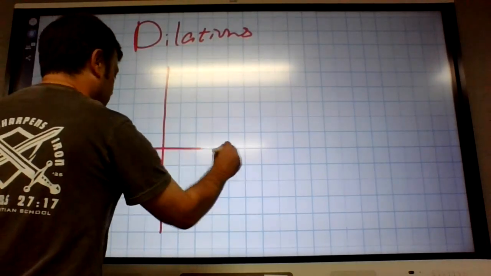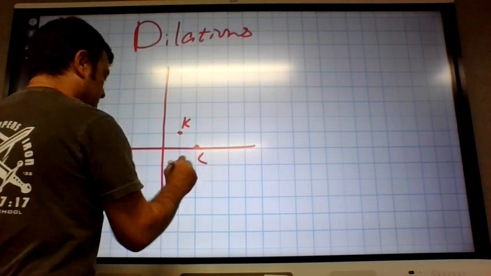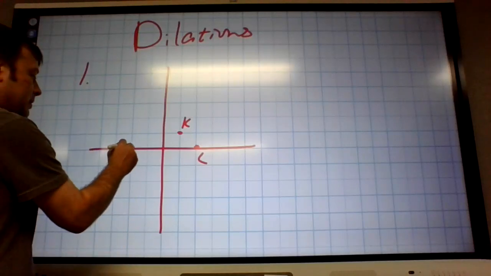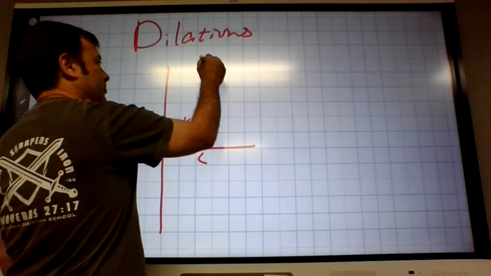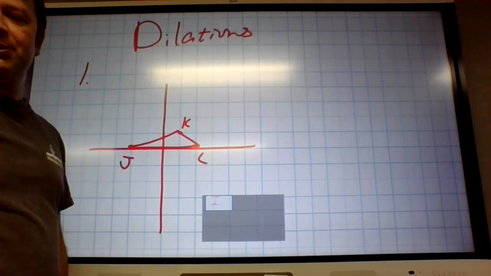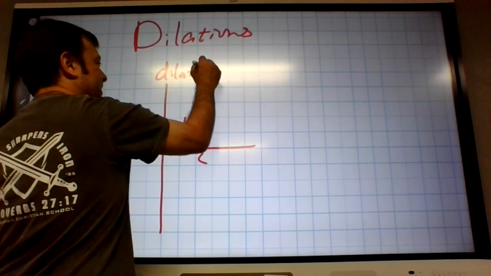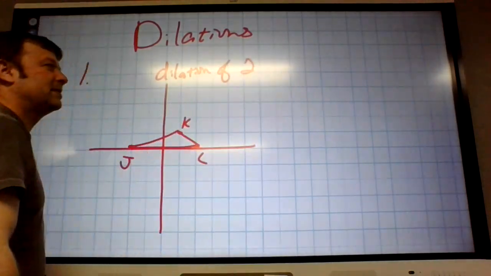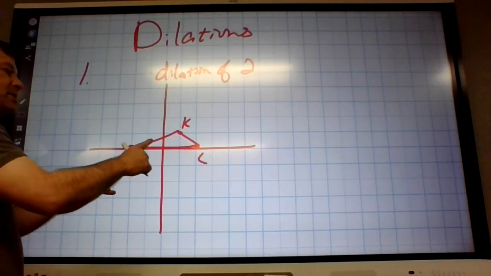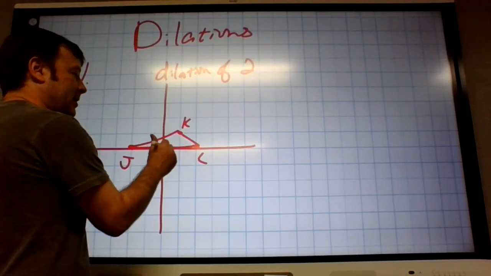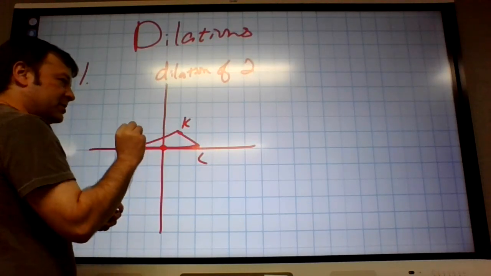I'm drawing number 1 here. Okay, we got K, L, and J. Okay, so the problem on number 1 says dilation of 2 about the origin. So what do you guys think a dilation of 2 might do? It's just gonna, about the origin means this is the place we're expanding from. So it's like we're zooming in on this spot.